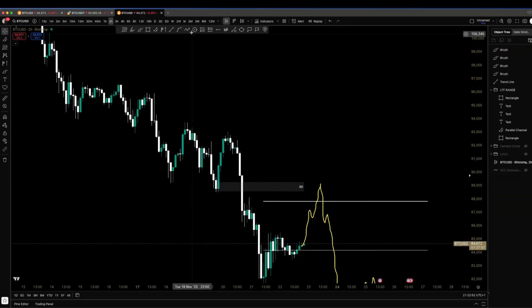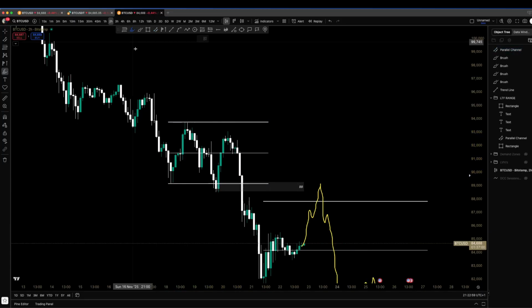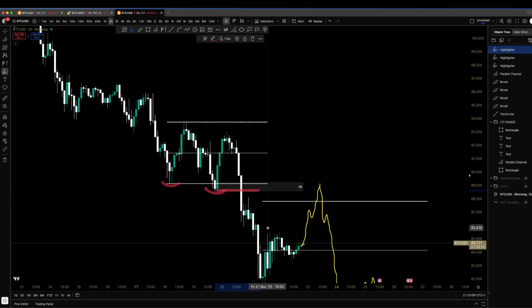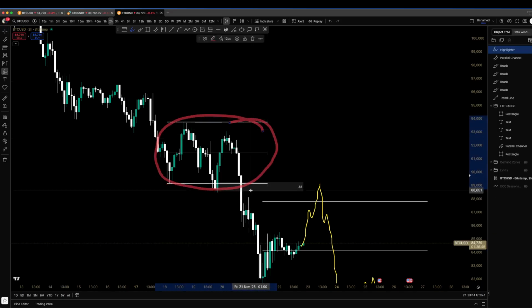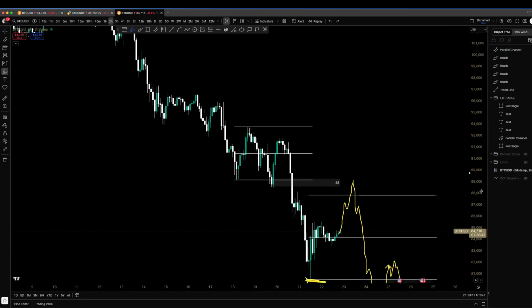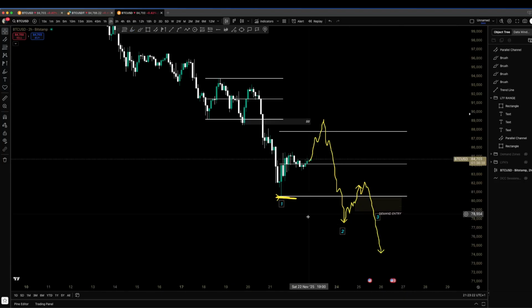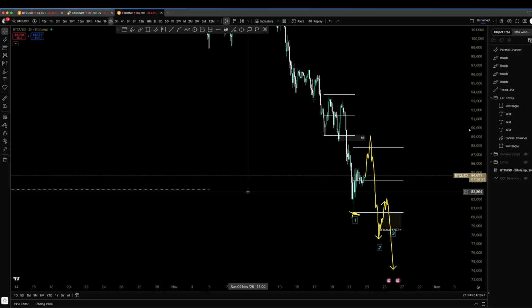It happens right here. For example, here we had a kind of accumulation model. No, it's not a proper one because timing-wise it wasn't that good. But if this model fails, like here, and we just break the structure down, we go a level down. In this case, it was a logical move. Why? Because we had a real daily demand POI right here. That's like a magnet, and the liquidity I just showed you here was just a target.